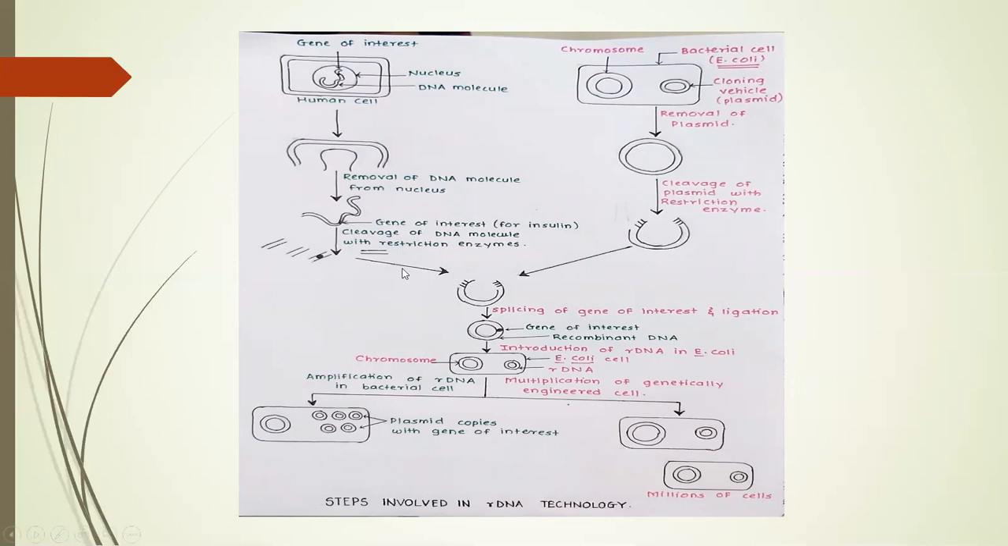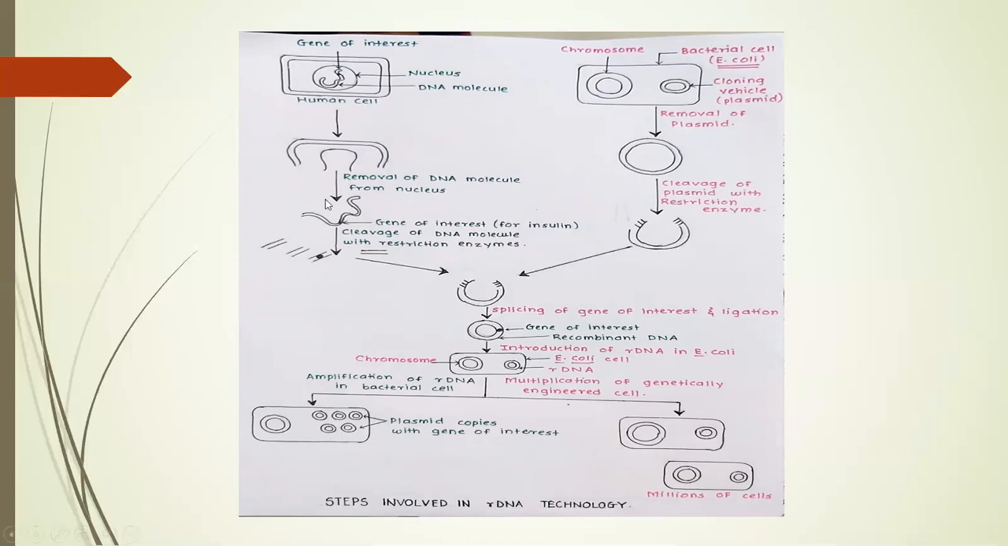This diagram shows the steps involved in recombinant DNA technology. The first stage is the selection of the cell. This cell is a human cell that shows the presence of a nucleus. Inside the nucleus there is a DNA molecule, and this is our gene of interest, that is the gene for insulin. Then the second step: the cell from which the target DNA segment is taken is broken, its nucleus is also broken, and the DNA molecule is taken out.